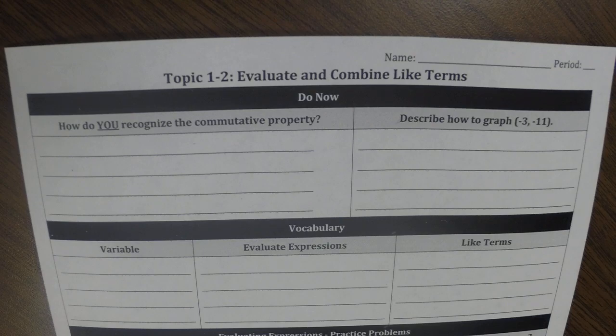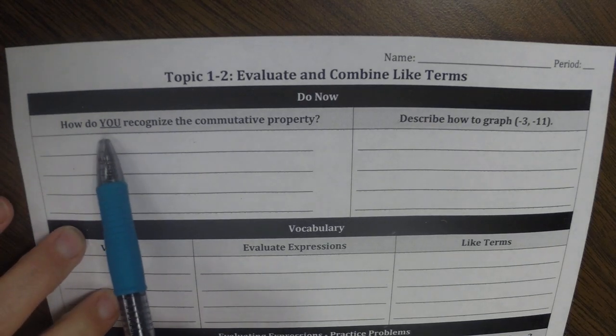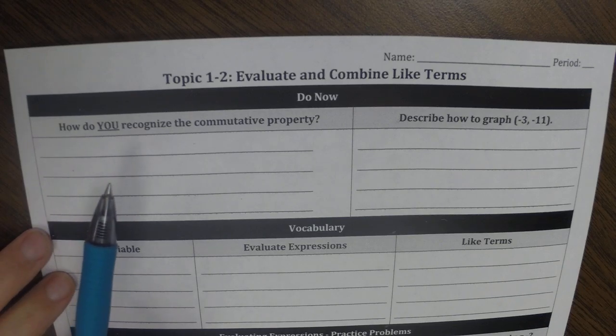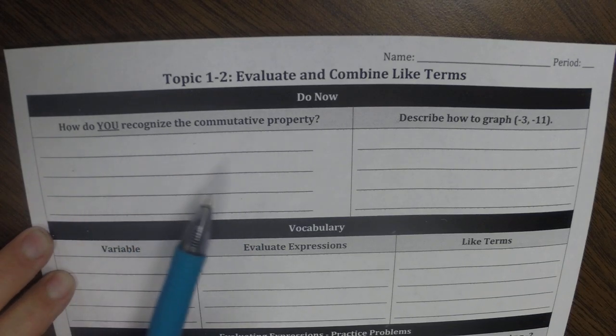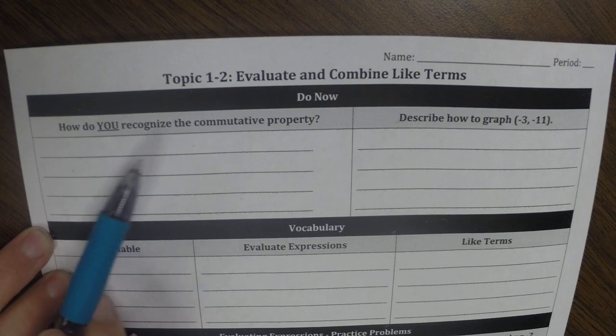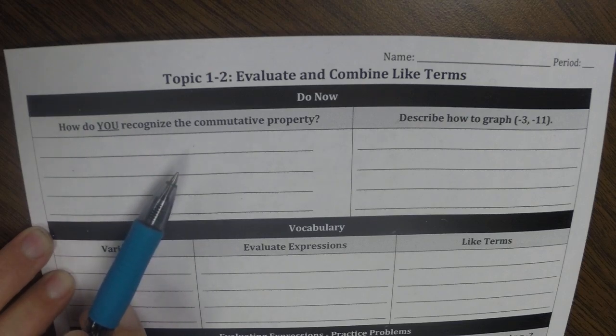So that being said, there are some problems up there at the top of the paper. It says, how do you recognize the commutative property? That's something that if you are to this point, you should already know the answer to. And so I do want you to write in a complete sentence, I recognize a commutative property by blah, blah, blah. And this is personal. Everybody recognizes it a little bit differently, so make sure that yours doesn't necessarily match the person's next to you.